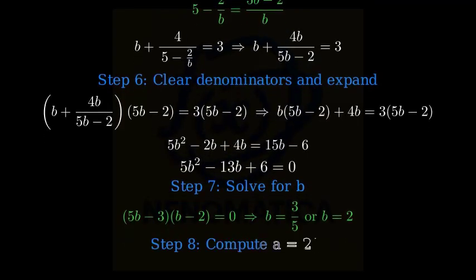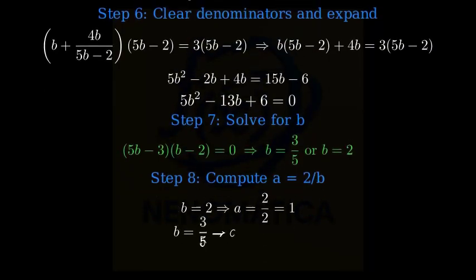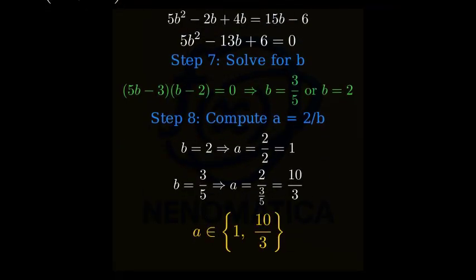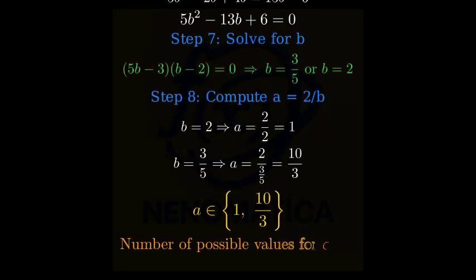Now compute a using a equals 2 over b. When b equals 2, a equals 1. When b equals 3/5, a equals 10/3. Therefore, there are two possible values for a, 1 and 10/3. The count of possible values is 2.